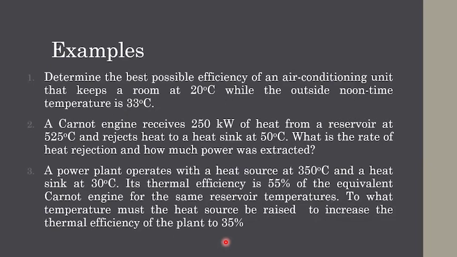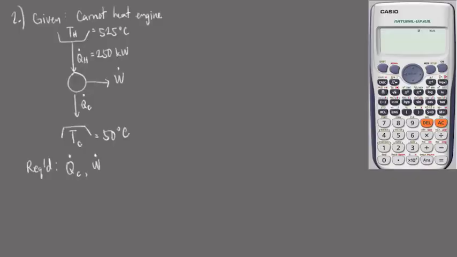Let's answer number 2. A Carnot engine receives 250 kilowatts of heat from a reservoir at 525 degrees Celsius and rejects heat to a heat sink at 50 degrees Celsius. What is the rate of heat rejection and how much power was extracted? For this problem, we will now be mixing the terms containing temperatures and the terms containing energy flow. So now we have a Carnot heat engine.